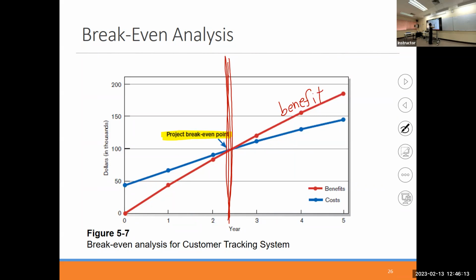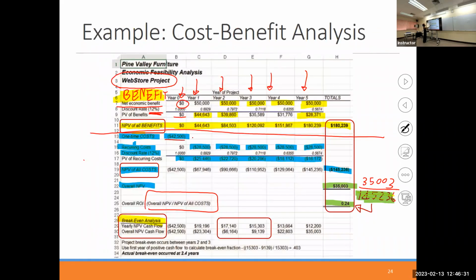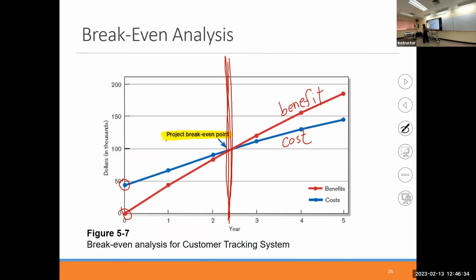The blue one is the cost. Before, in year 0, you pay, right? You don't earn. Earn is 0. Payment is close to 50. Should be 50. No, it's 42. Okay. Then year 1, you pay this amount. You earn only this. So still, you don't gain yet, right?